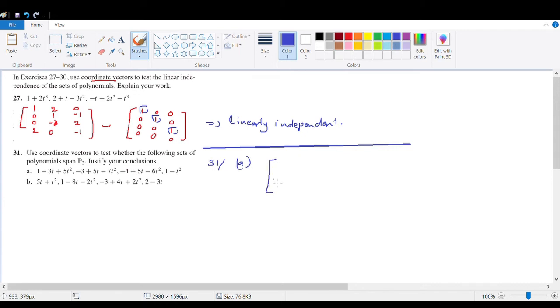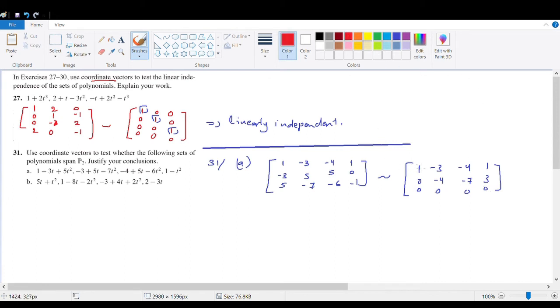So our matrix will be 1, minus 3, 5, then minus 3, 5, minus 7, then minus 4, 5, minus 6, then 1, 0, minus 1. If we do row operation for this matrix, we get the new matrix which is in echelon form, 1, 0, 0, minus 3, minus 4, 0, minus 4, minus 7, 0, and 1, 3, 0.